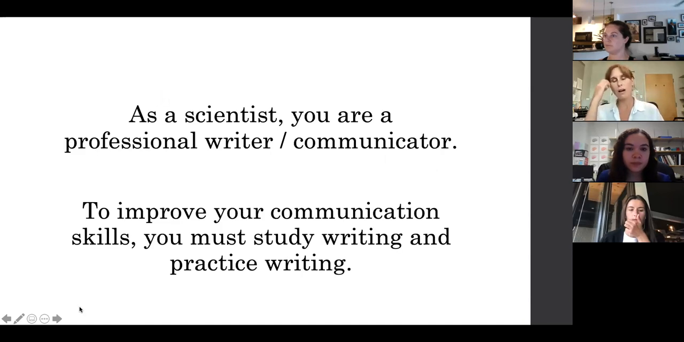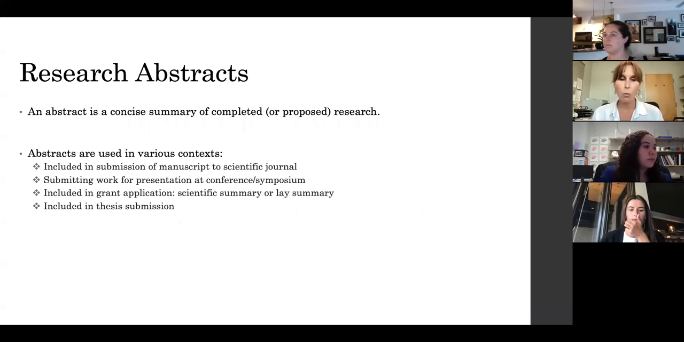Okay, so I'm going to start off by highlighting, as a scientist, one of the most important skills for you to have is communication. Okay, so your job is not only to generate research, but in order for your research to make an impact, you need to disseminate it effectively to the broader research community, other stakeholders, as well as members of the general public. So what is an academic abstract? Essentially, it is a brief summary of your completed research, or in some cases, it is your proposed research.